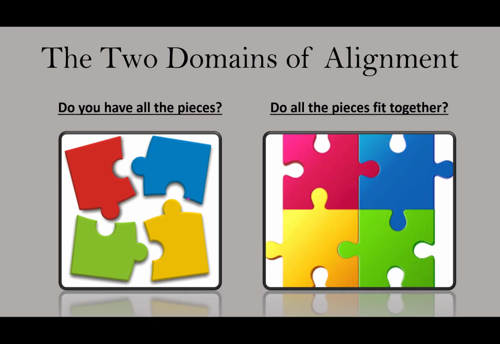So when we talk about course alignment, there's really two pieces that we need to talk about. There is the completion aspect of course alignment: do you have all of the pieces of the puzzle that you need? And then you also have this cohesion domain, where once you have compiled all the pieces of the puzzle and you're sure that you have everything you need, then we have to figure out how to get all those pieces to fit together in the most efficient and effective way possible.